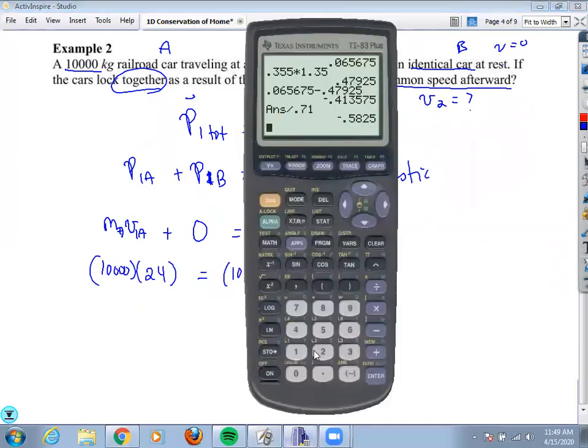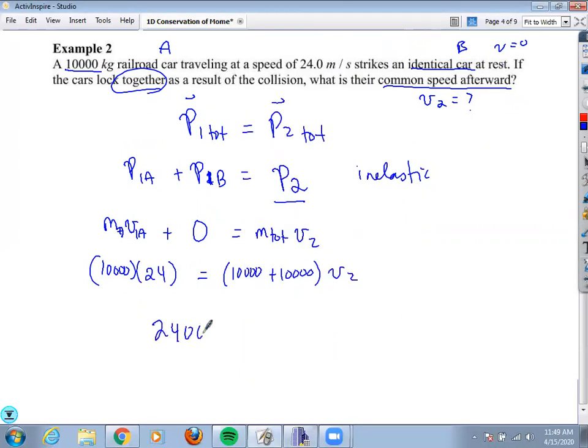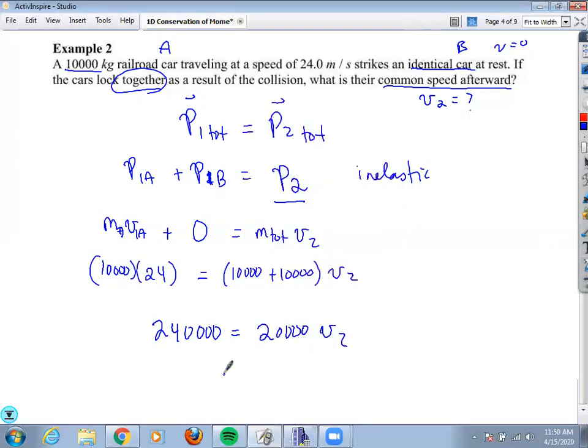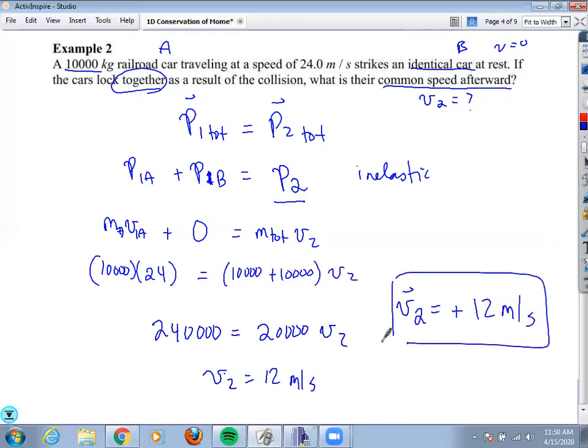So 10,000 times 24, you get 240,000. That would equal 20,000 times V2. So divide by 20,000 and you get 12. So V2 then would equal 12 meters per second. So the common speed of both cars afterwards, V2, would be positive 12 meters per second. So inelastic's a bit quicker because the objects stick together.